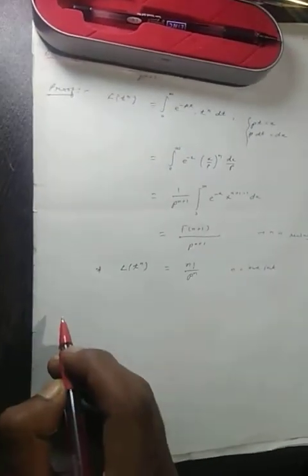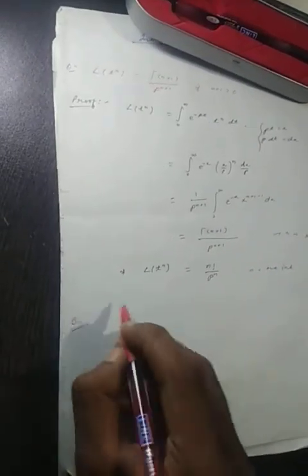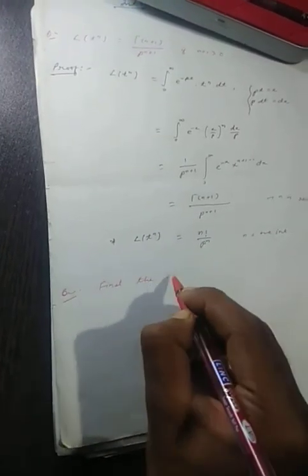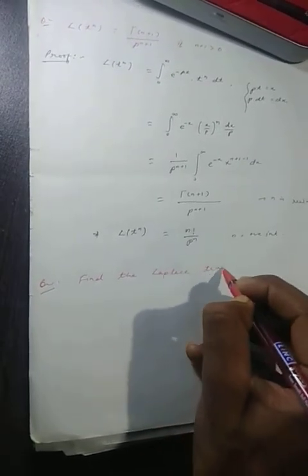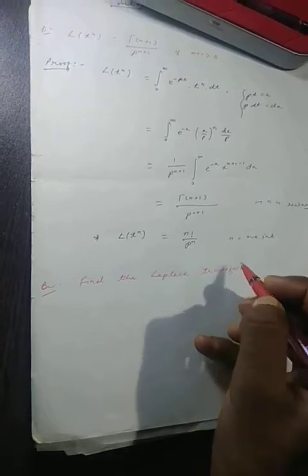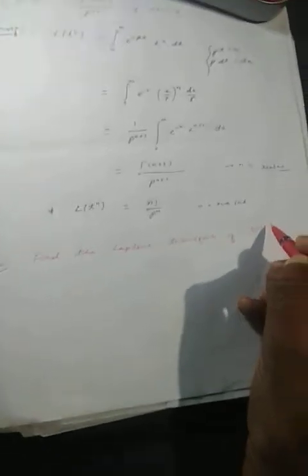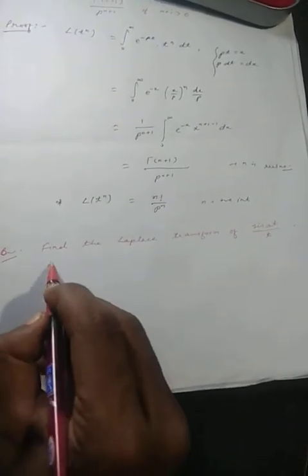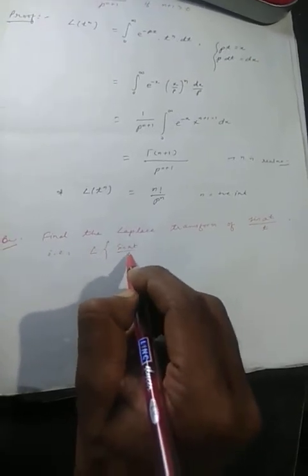So the second question is: find the Laplace transform of sine at upon t. So that means you have to find out the Laplace transform of sine at upon t.